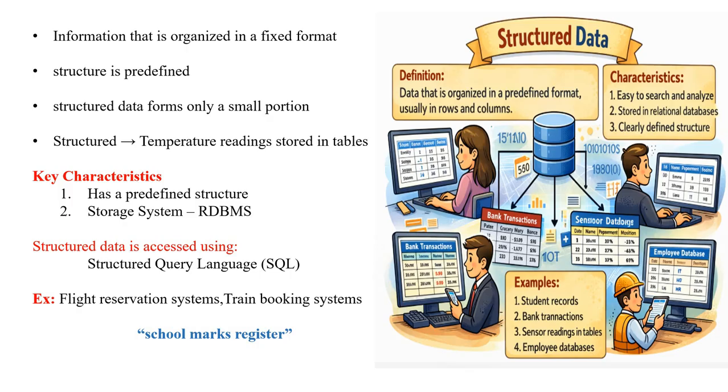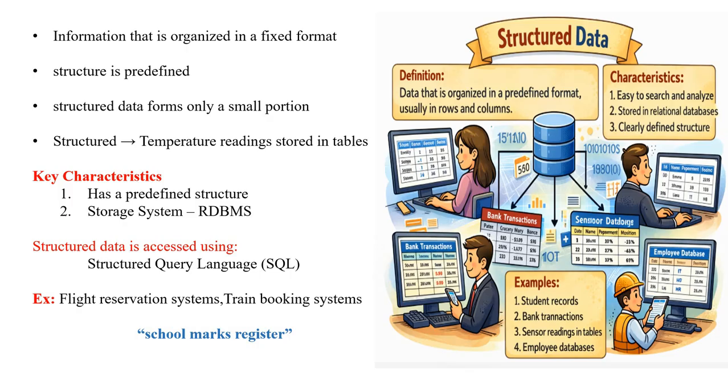In IoT environments, the devices generate huge amounts of multimedia and sensor data, and much of this data is unstructured or semi-structured. Therefore, structured data forms only a small portion of the total internet data. For example, structured data is temperature readings stored in tables, and unstructured data is surveillance video from IoT cameras.